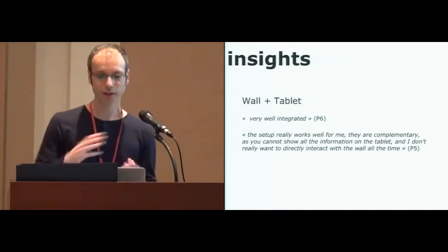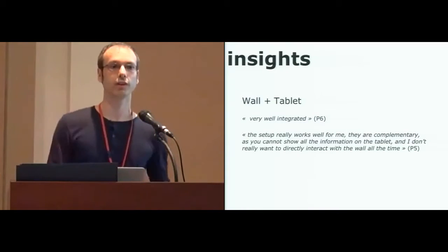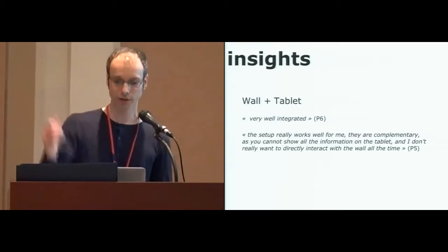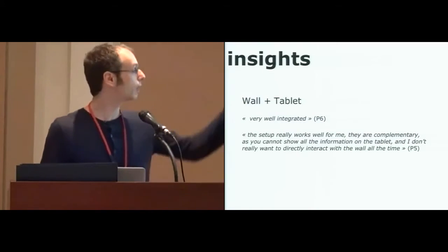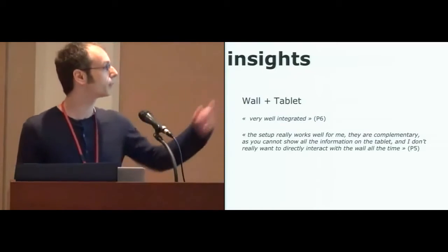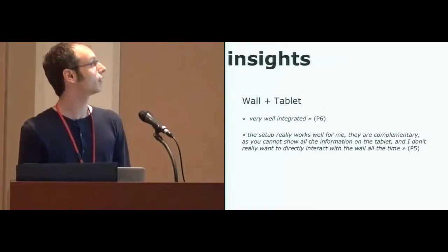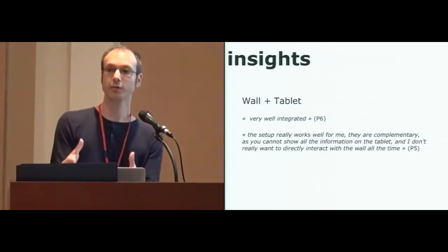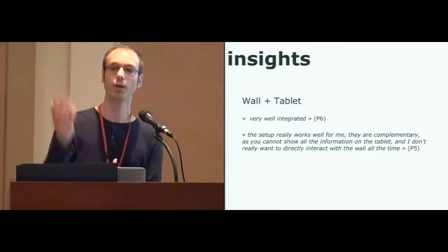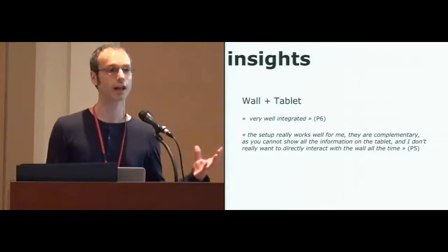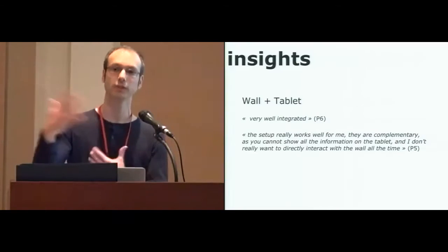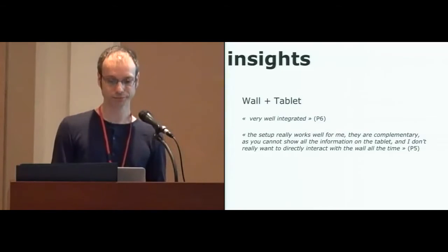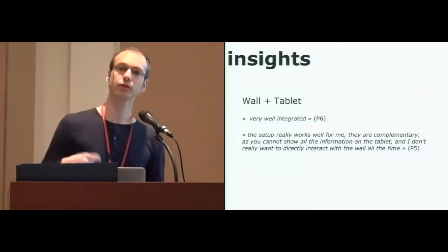They also found that the two visual spaces were very well synchronized and complementary. As participant 5 says here, you cannot show all the information, all the data, in your personal space on the tablet, so you need the wall. At the same time, you cannot interact all the time with the wall display, so you have to balance between them. Drawing also 1 controller at a time.